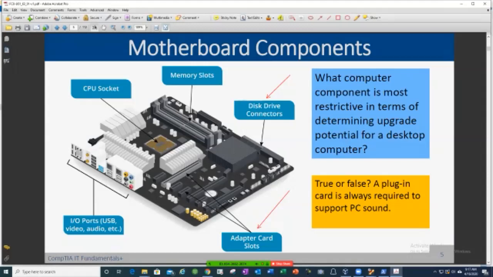So one of the questions you might get in the review questions is, what computer component is most restrictive in terms of determining upgrade potential for a desktop computer? And again, it's the motherboard. The motherboard is actually the most important component, because everything else basically goes into the motherboard, whether it is inside the motherboard or behind the case of the PC on the side, connected to the I/O ports and that kind of stuff.